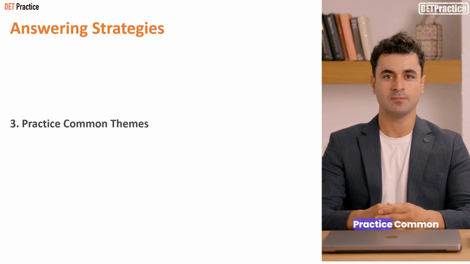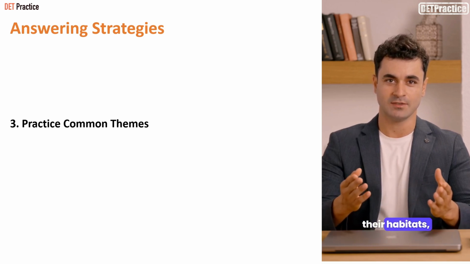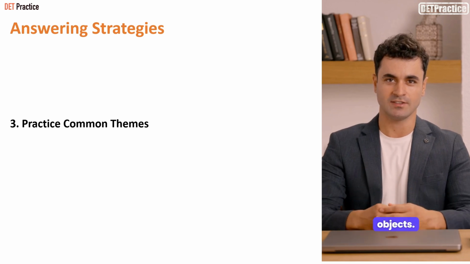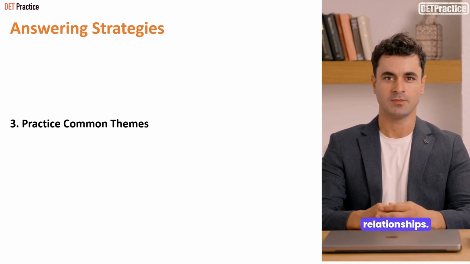Strategy number 3. Practice common themes. The test tends to use certain types of images repeatedly, such as people engaging in activities, animals in their habitats, landscapes, or interesting objects. Familiarize yourself with these common image types and practice describing them. Build up a repertoire of vocabulary and phrases related to each category. For example, for people, practice describing emotions, actions, and relationships. For landscapes, practice describing weather, terrain, and atmosphere.